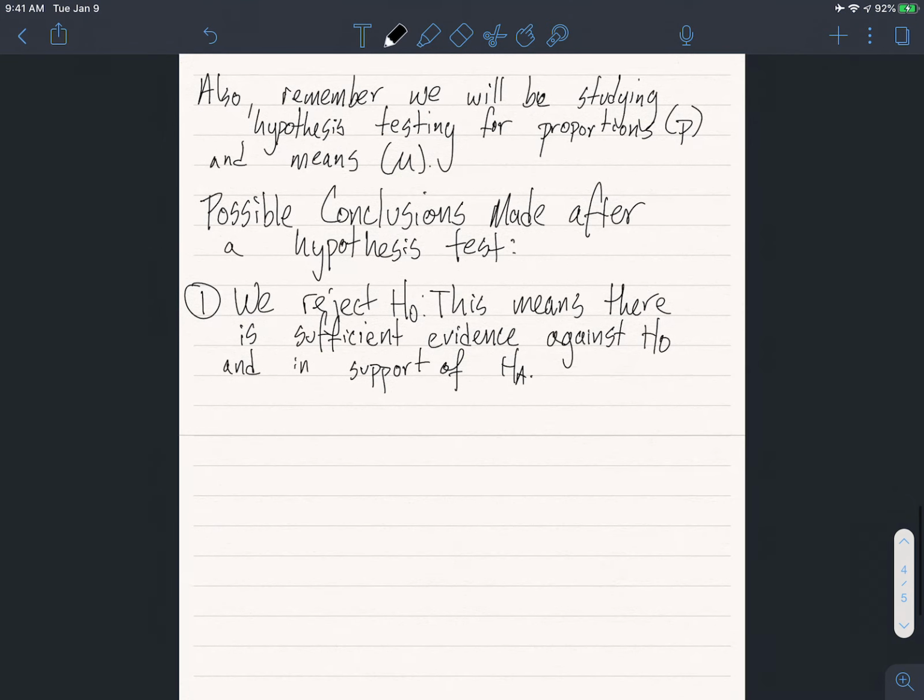You reject the claim. The second possible conclusion we can make, and a lot of people would say we accept H0, but it's not that. We fail to reject H0 is the other possible conclusion we can make. So we can reject H0 or we can fail to reject H0. There's no other things. I don't want you to ever say you accept H0. Do not say that. So we fail to reject H0.